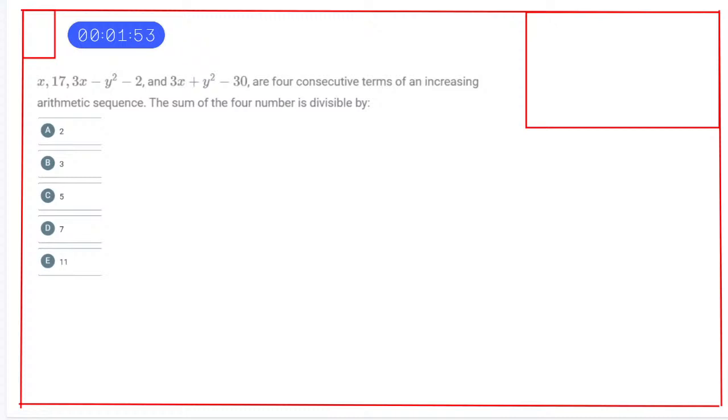So this question is based on AP, arithmetic sequence. We have to find the sum of four numbers. So these numbers are in an ascending, increasing AP. We have to find the sum. So I think this question can be done. Take your time and crack this question. Palak, you can still crack this question. You just have to solve. What is an AP? The difference between two terms is the same. The common difference.